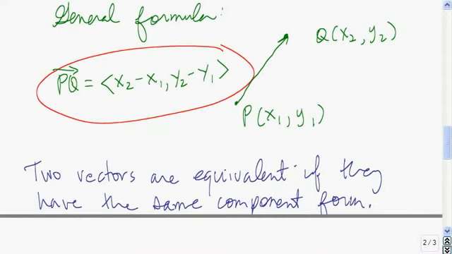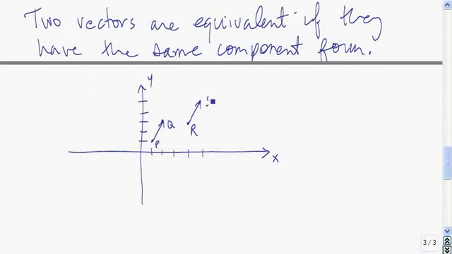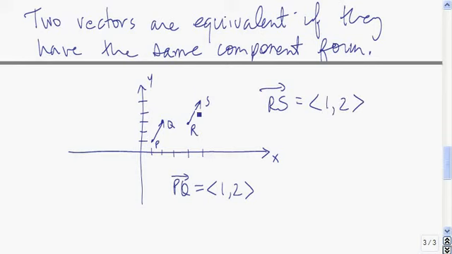So among other things, the component form of a vector allows us to tell whether or not two vectors are equivalent. And they are the same vector if they have the same component form. So we can see here that this vector PQ has an x component of 1 and a y component of 2. So here PQ is the vector <1, 2>. Similarly, the vector RS has an x component of 1 and a y component of 2. So RS is also the vector <1, 2>. So that means that these two vectors are equivalent vectors.